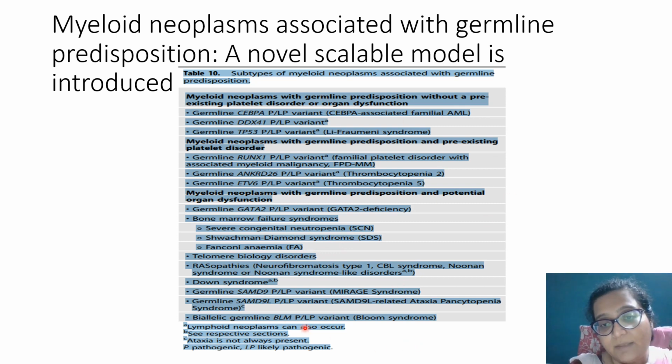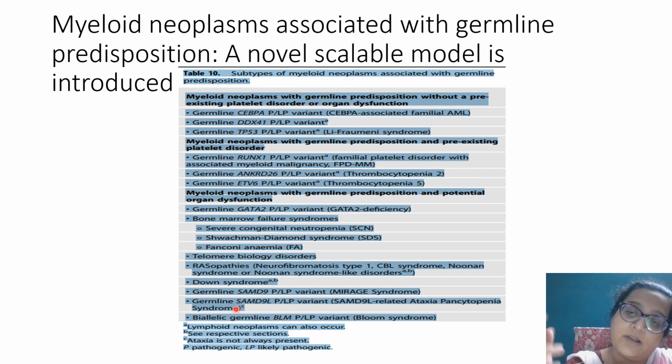Biallelic BLM pathogenic variant, Bloom syndrome, means somewhere there is a platelet dysfunction or a count dysfunction, and thrombocytopenia, bone marrow failure syndromes. You must have read that bone marrow failure syndromes might progress to MDS, AML. So now they have put that in the classification. So these terminologies have changed. Instead of calling it just predisposition of germline mutation, you have to divide it into with organ dysfunction, with platelet dysfunction, and with both organ and platelet dysfunction. Fine. So you have to read and learn.